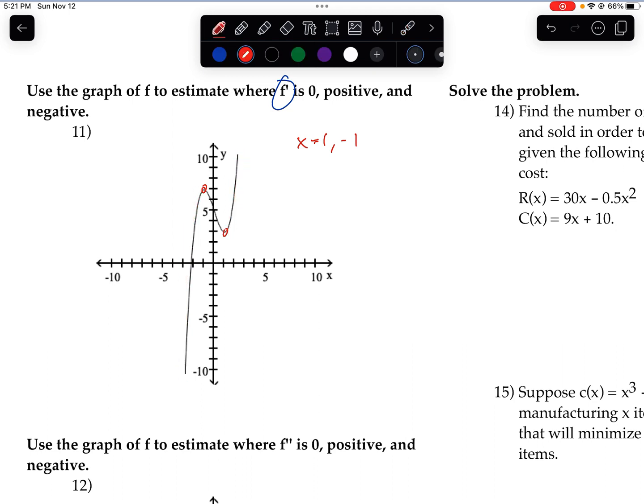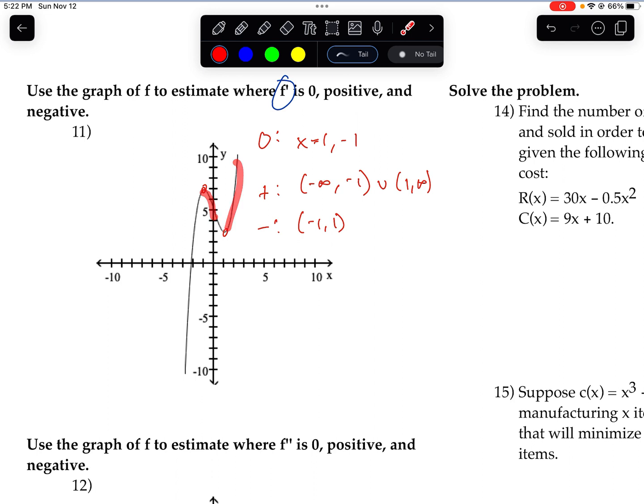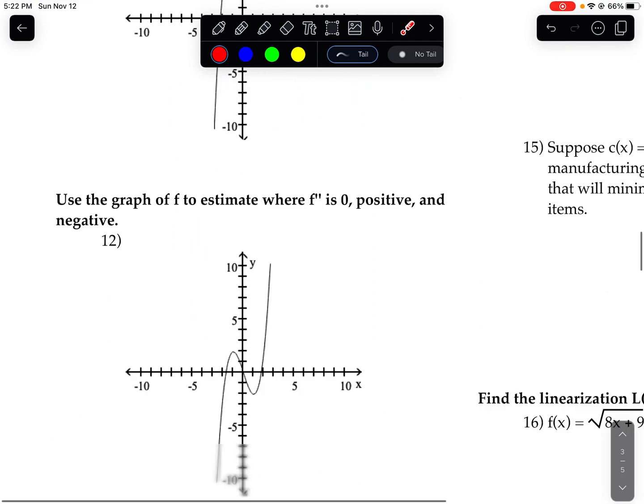So, how would we say this? We'll say positive when you can. I don't care which notation you use, if you want to use interval or inequality notation. So negative infinity to negative 1 and 1 to infinity, which means it's negative from negative 1 to 1. So you can see that here. So positive, negative, positive. Okay, easy enough.